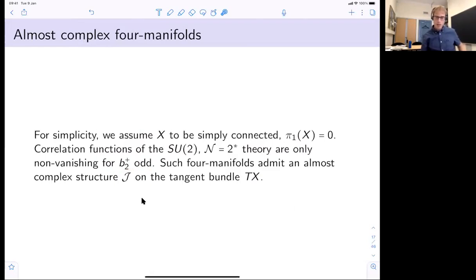And it will be important for us that such four manifolds admit an almost complex structure on the tangent bundle of X. Okay, so this is a result from differential geometry. It would be quite useful for us that these four manifolds, basically the four manifolds for which the correlation functions of this theory are non-vanishing, do admit an almost complex structure.